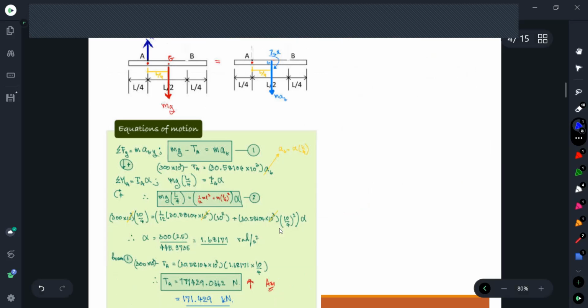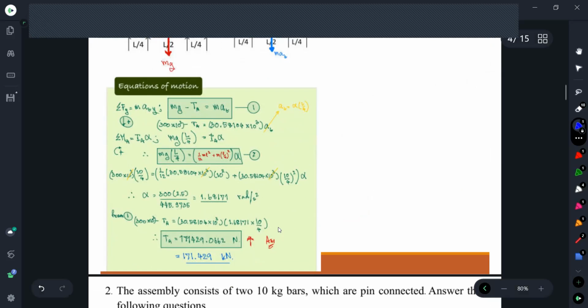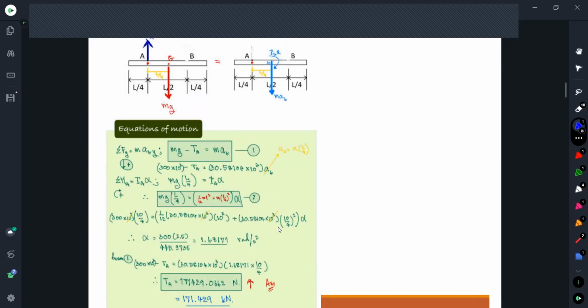After that, we draw the free body diagram and kinetic diagram. Free body diagram is on the left hand side, and kinetic diagram is on the right. For the free body diagram, because cable B is cut, we have cable A with the tension T_A at point A, and the gravity at point G at the middle of the beam.